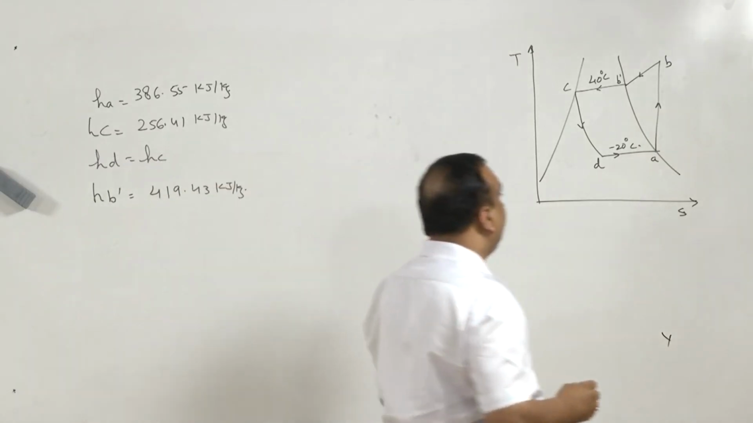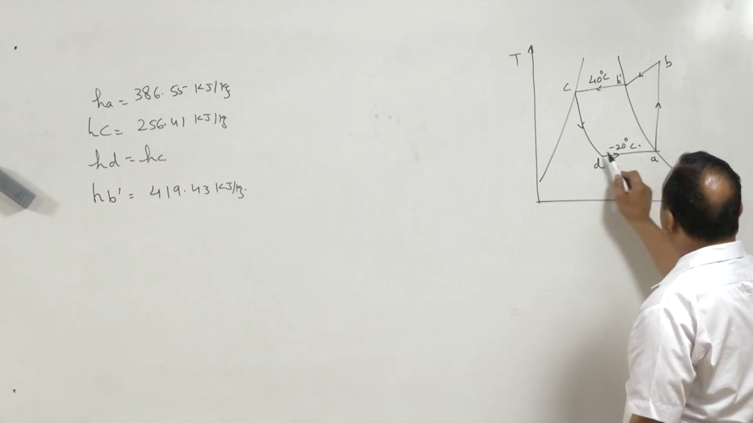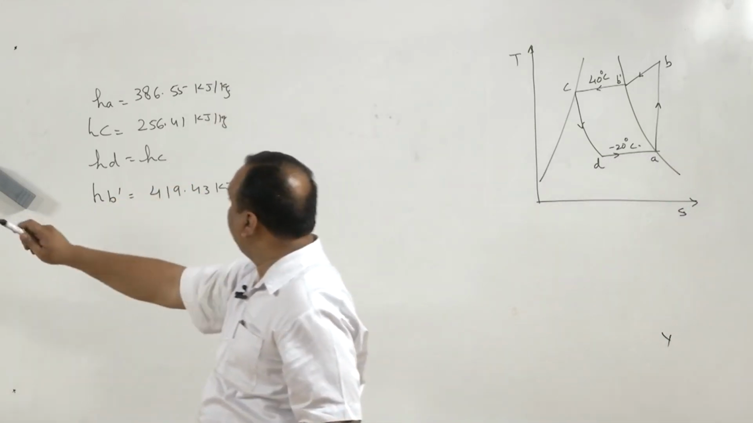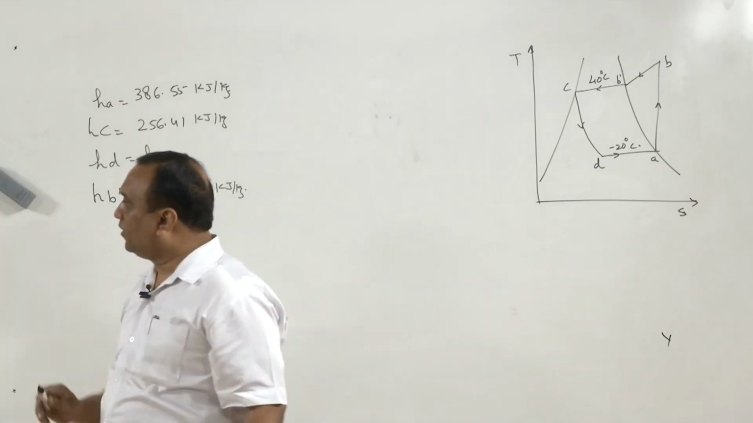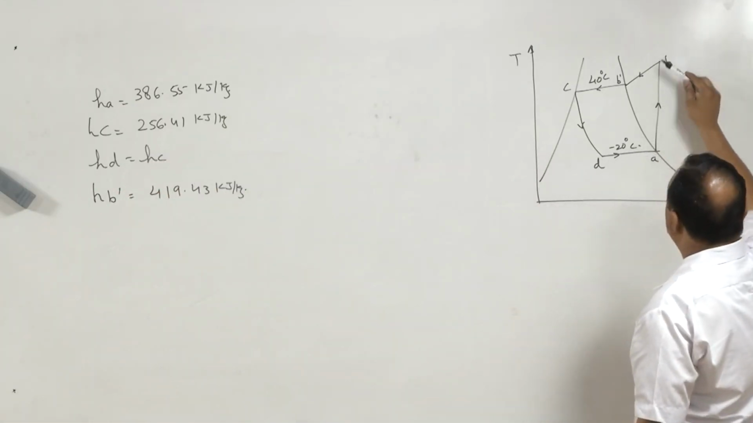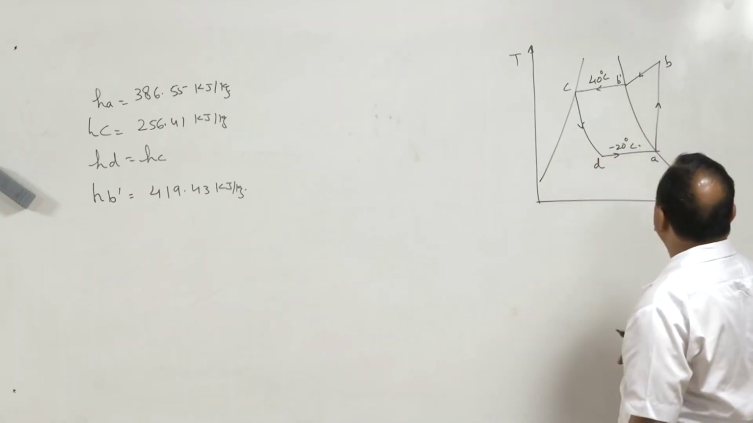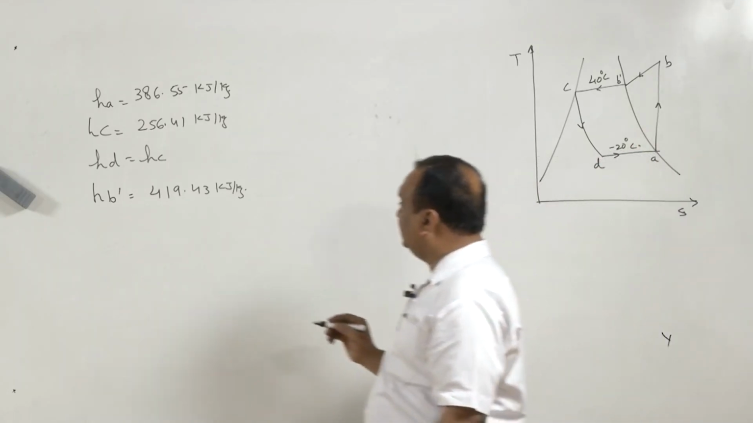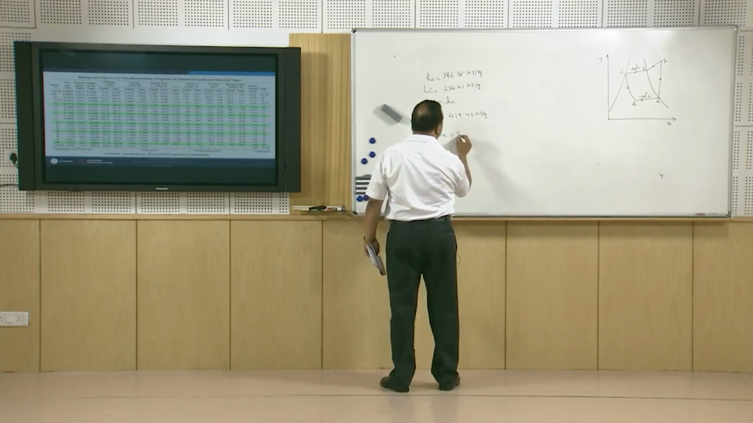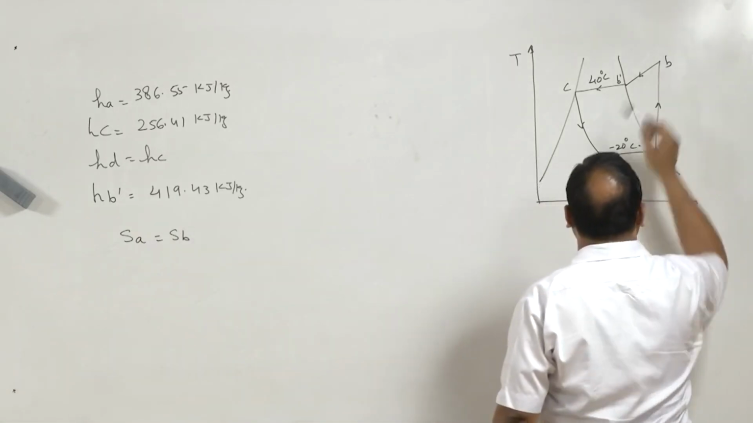But for finding out the compressor work, refrigerating effect we can find HA minus HD. HA is here and HD is here. We have taken from properties table, but we do not have the value of HB. In order to find the enthalpy at B, we will use the relation SA is equal to SB. Entropy at A is equal to entropy at B.